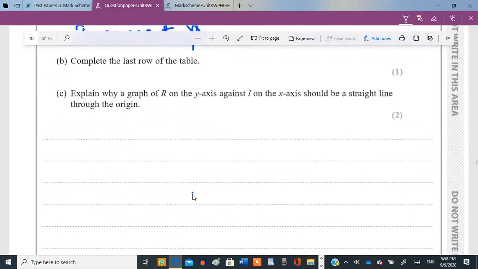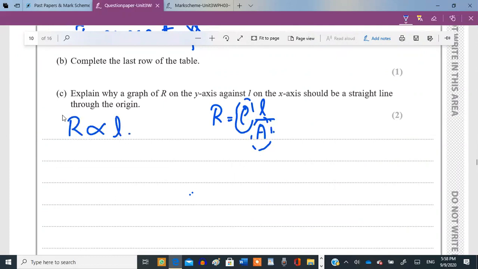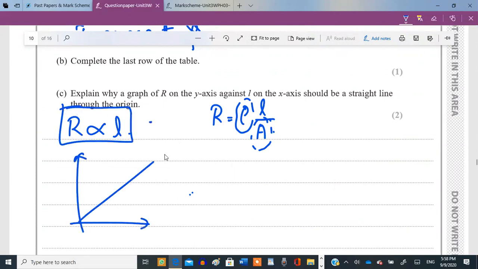Then they're saying explain why the graph of R on the y-axis against L on the x-axis should be a straight line through the origin. So what's the formula of R, which is rho L upon A, right? Rho and A are constant. So what's the relationship? R is proportional to the length. And if it is proportional, then for proportionality, it has to be a straight line passing through the origin. That's why it's going to be a straight line passing through the origin. Get it? You have to mention this formula, then you have to say that this factor is constant, therefore it's going to be a straight line.